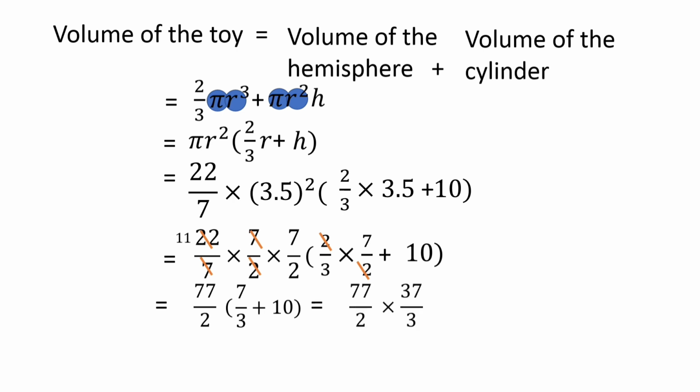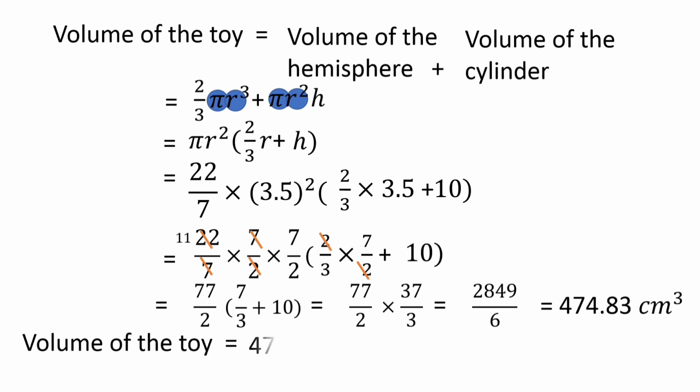That is equal to 77 by 2 into 37 by 3. Take LCM of 7 by 3 and 10, it is 3, then add. Then multiply 77 into 37, 2849. That is equal to 2 into 3, which is 6. You can write the answer as it is or convert into fraction, not a decimal. 474.83 centimeter cube. So volume of the toy is 474.83.